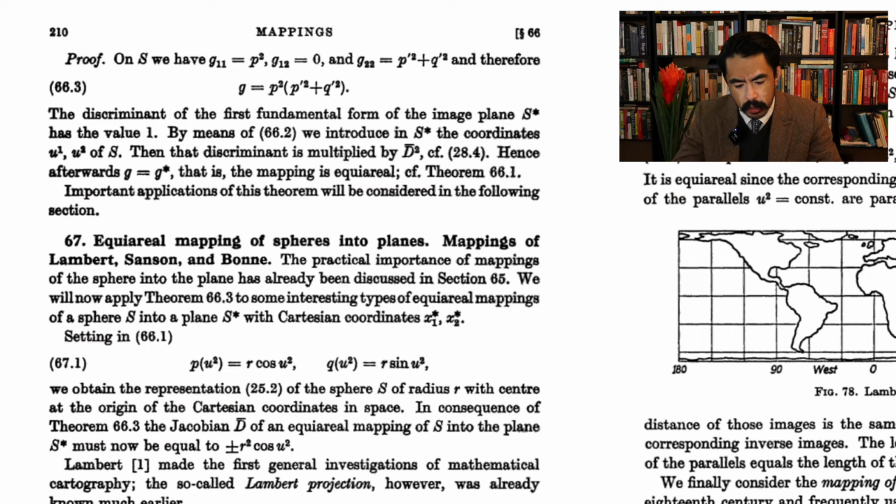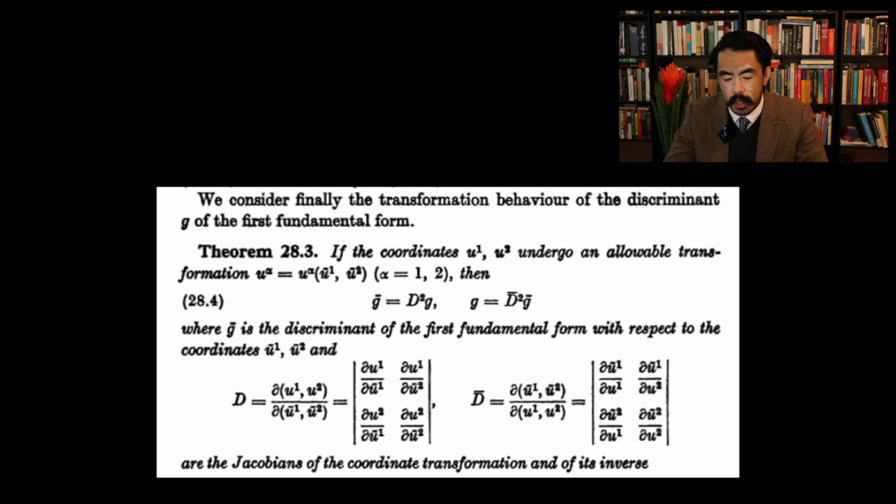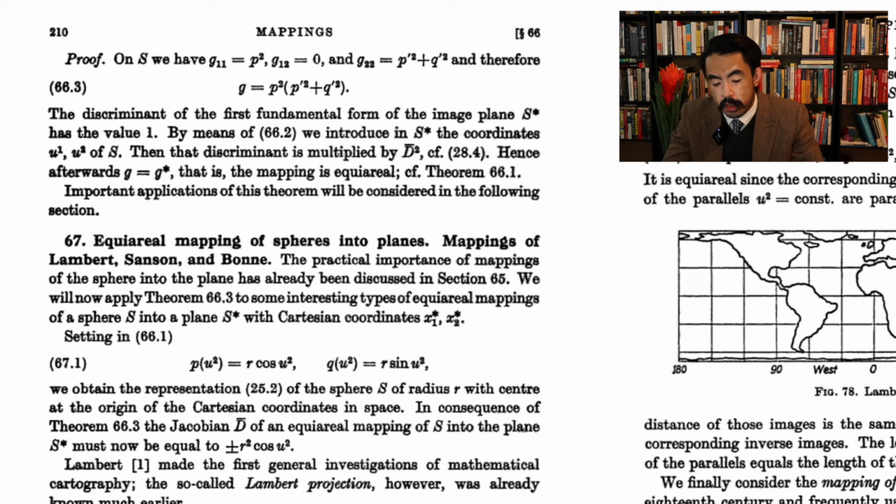The proof is as follows. On capital S, we have that g sub 11 equals p squared, g sub 12 equals 0, and g sub 22 equals p prime squared plus q prime squared, and therefore g is equal to p squared times the quantity p prime squared plus q prime squared, closed quantity. The discriminant of the first fundamental form of the image plane S star has the value 1. By means of the previously given mapping in terms of x1 star and x2 star, we introduce in S star the coordinates u1 and u2 of S. Then that discriminant is multiplied by capital D over bar squared, for which we can refer back to 28.4, which is from obviously section 28, but theorem 28.3 specifically, which is considering the transformation behavior of the discriminant of the first fundamental form. Hence, afterwards, g equals g star.